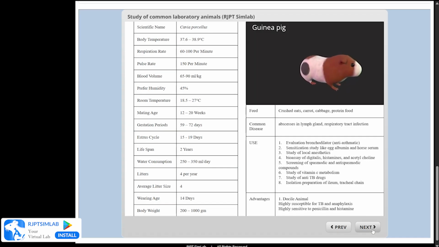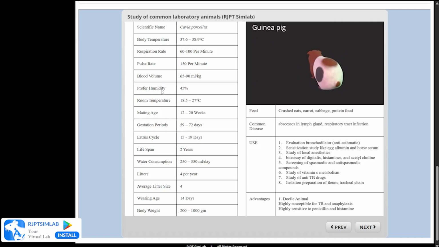Now let's see a second animal, which is guinea pig. The scientific name of guinea pig is Cavia porcellus. The body temperature of guinea pig is 37.6 to 38.9 degrees Celsius. The respiration rate is 60 to 100 per minute. The pulse rate is 150 per minute. The blood volume is 65 to 90 milliliter per kilogram.